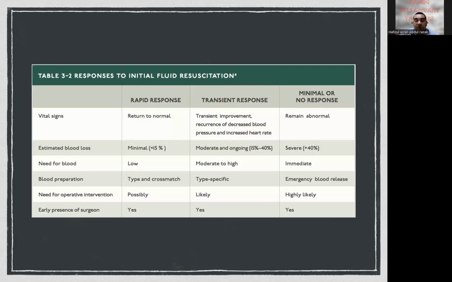Transient response is usually due to a shock of class 2 or class 3, where there's a moderate and ongoing blood loss, and the response is a bit late. We can use specific blood to replace for this class of shock. And the book says that the need for operative intervention usually likely means that there must be a source of hemorrhage that needs to be surgically corrected. And minimal or no response, usually this is where the massive transfusion is needed. Okay.